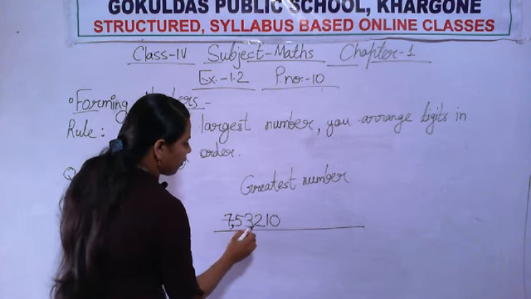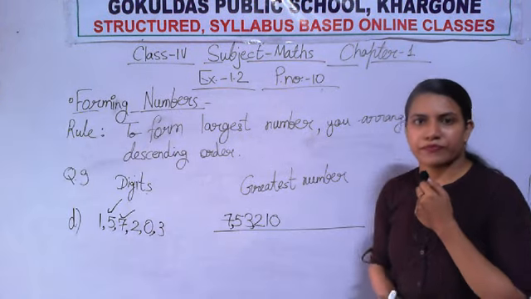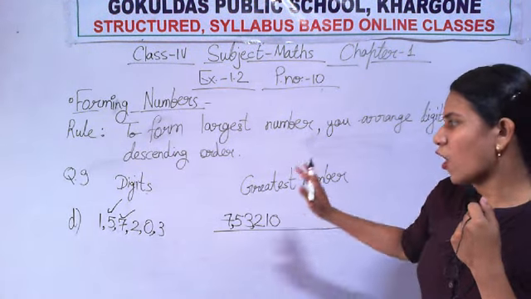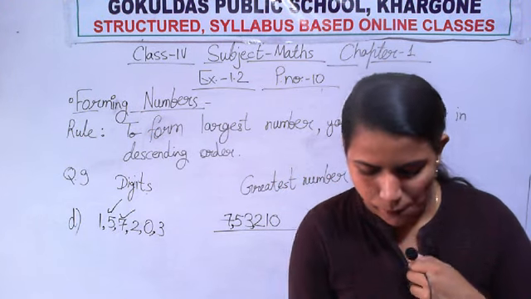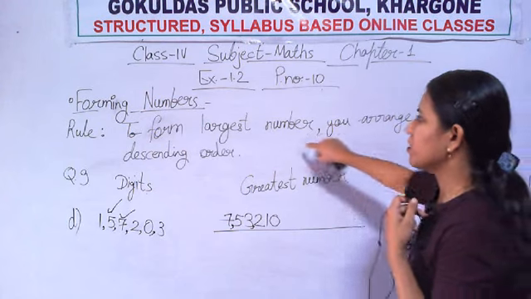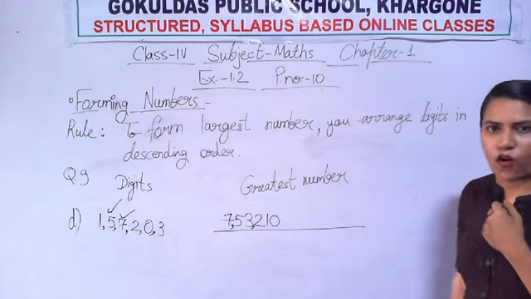And put the commas according to the Indian system of numeration. Okay. So this is how we write the greatest number. How do we write the greatest number? You arrange the digits in descending order.